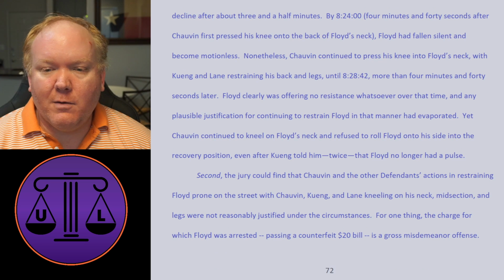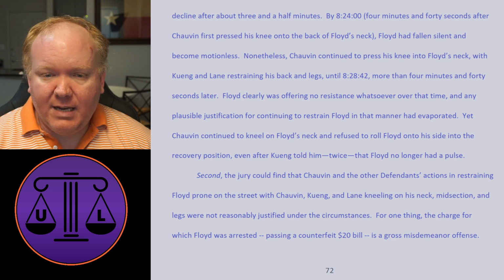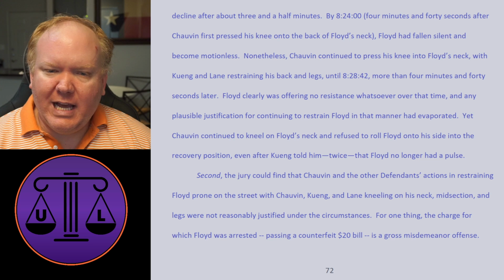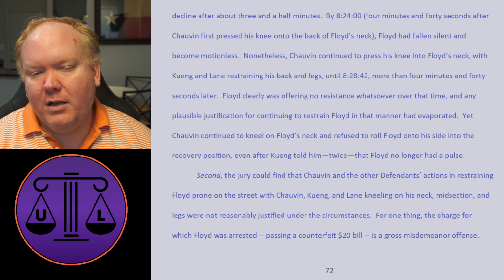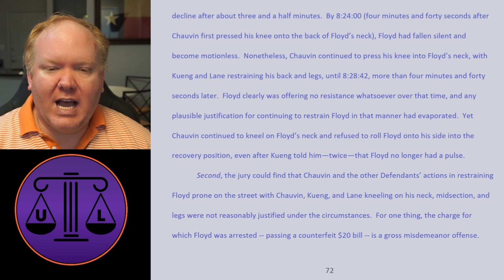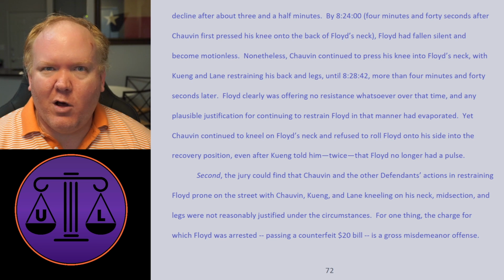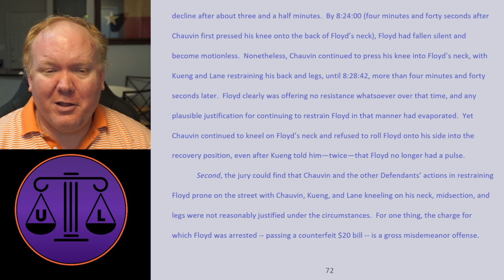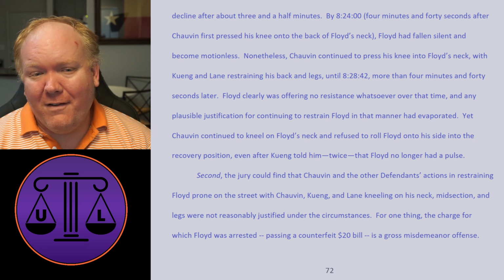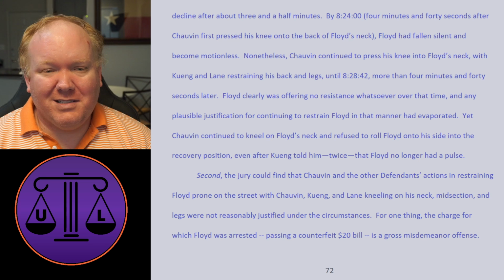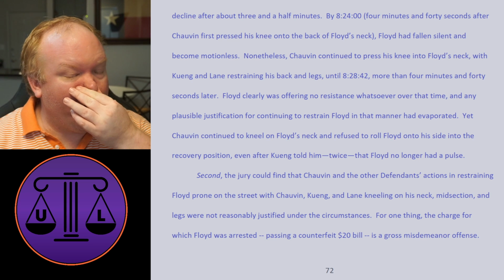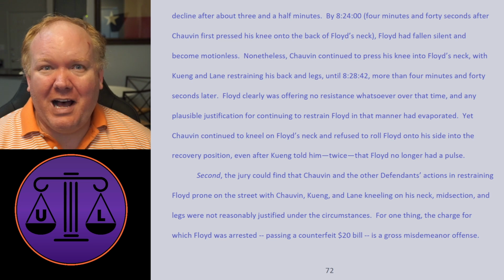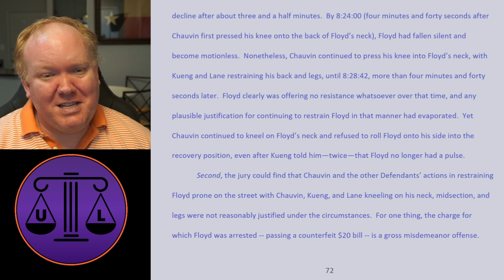Floyd was clearly offering no resistance whatsoever over that time, and any plausible justification for continuing to restrain Floyd in that manner had evaporated. Yet Chauvin continued to kneel on his neck and refused to roll him onto his side in the recovery position, even after Kueng, his fellow officer, told him twice that he no longer had a pulse, which is going to really help Kueng and Lane and the other guys in their defense. So the other officers may be scot-free because they were trying to warn him. The idea that they were aiding and abetting is going to be interesting when we get to their liability. All the warnings they gave are going to help them a lot. They might be able to get off of this, but Chauvin's not looking real good here.